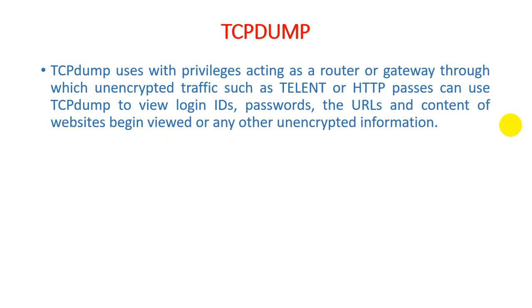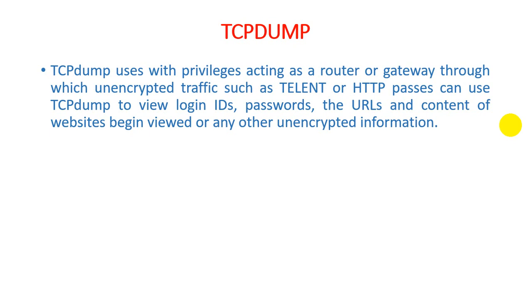TCPdump used with privileges, acting as a router or a gateway through which unencrypted traffic such as telnet or HTTP passes, can be used to view the login IDs, passwords, the URLs and content of websites being viewed, or any other unencrypted information. I think now you are clear what the actual thing is that we are studying in TCPdump.